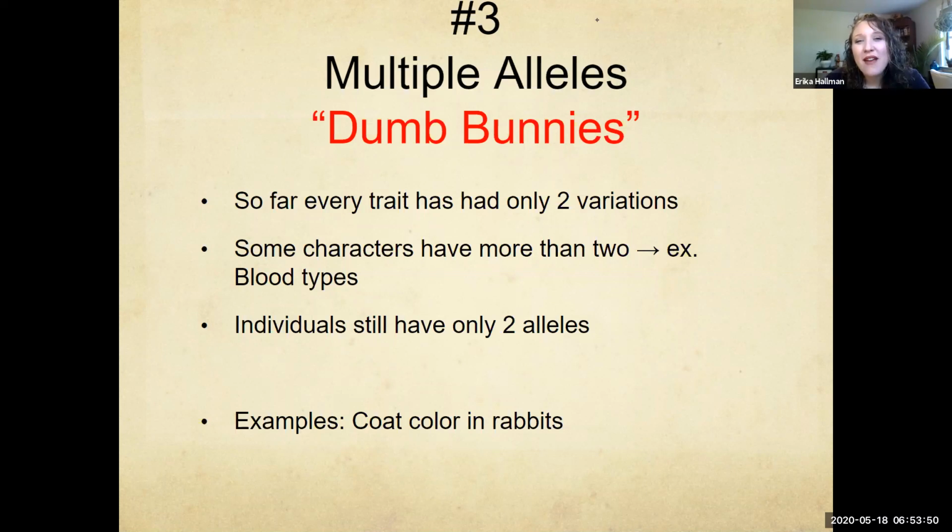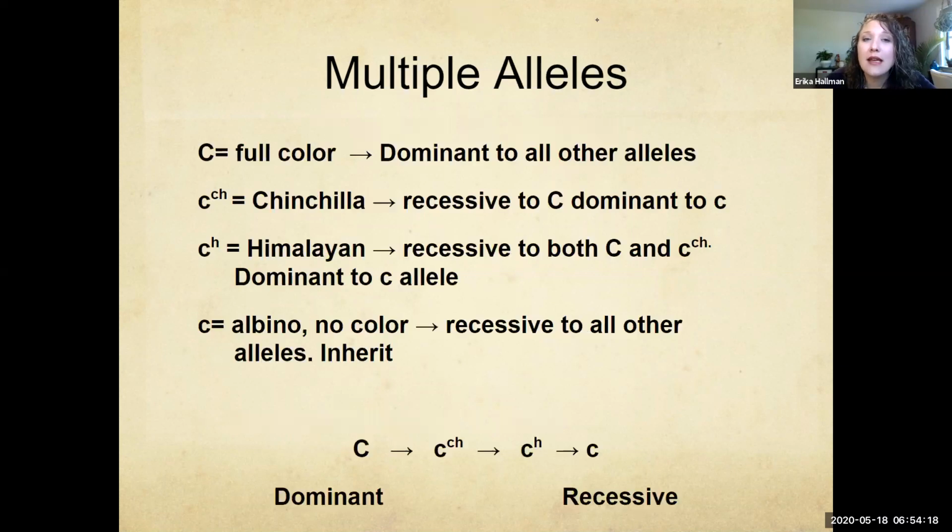But what we found is that Mendel's idea that every trait only has two versions is not true, that a lot of different traits have multiple alleles. They have more than one. So a great example of that is blood types, all right? And one thing that we need to remember is that individuals will still only individually have two alleles. It's just that they're going to have more options for those two alleles, and that'll make more sense in a second. So the example we're going to talk about is the coat color in bunnies, okay?